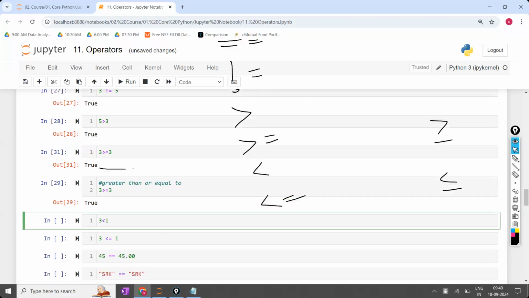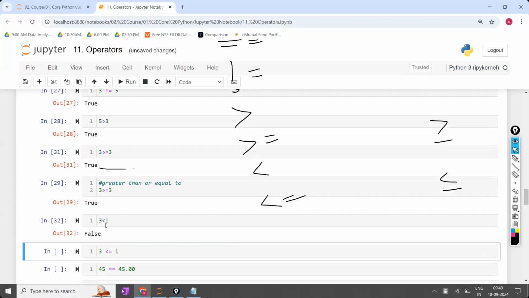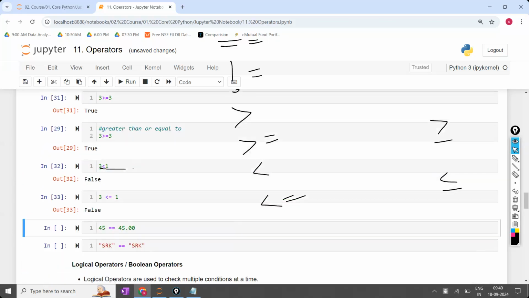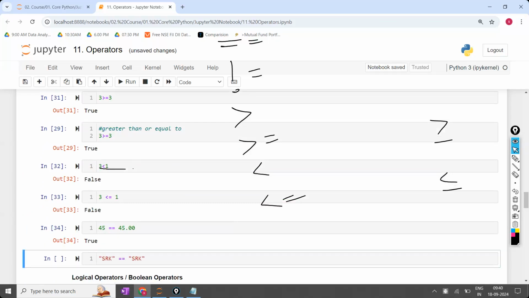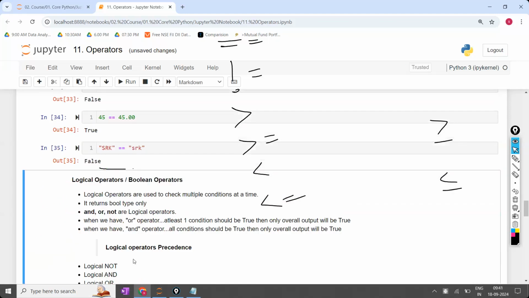Next, 3 is less than 1. False. 3 is less than or equal to 1. That is also false. 45 is equal to 45.00. True. Value-wise both are the same. Now small SRK and caps lock SRK, are both the same? No, false.